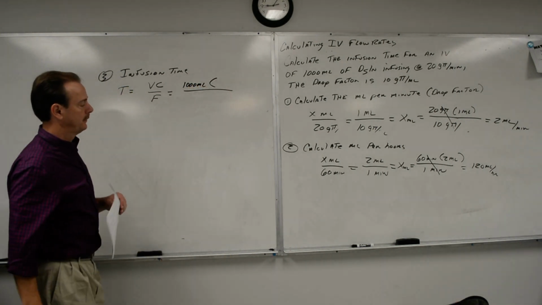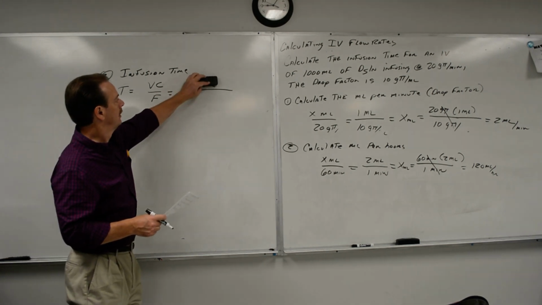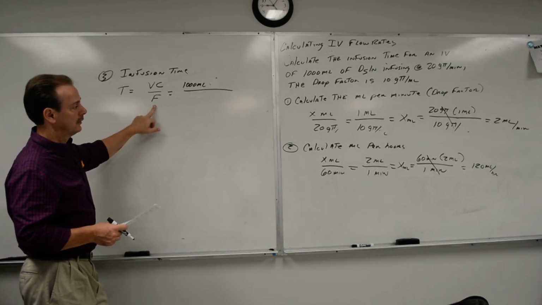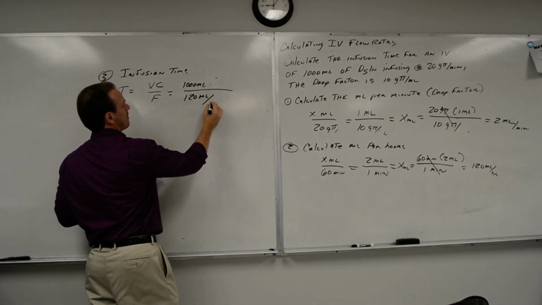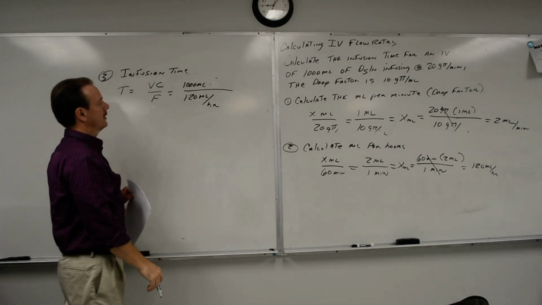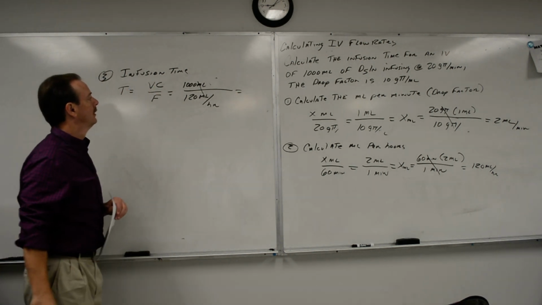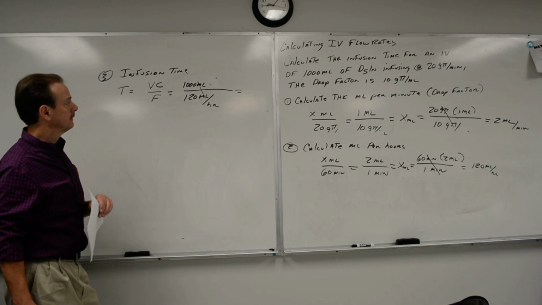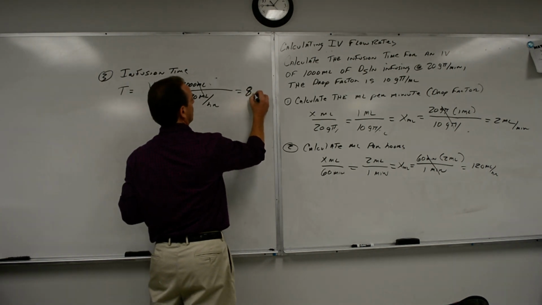And our calibration, we don't have, right? So that stays out. And our flow is going to be what? 120 milliliters per hour. What cancels? Milliliters. This is going to equal how many hours? All right, 8.3 hours of infusion time.